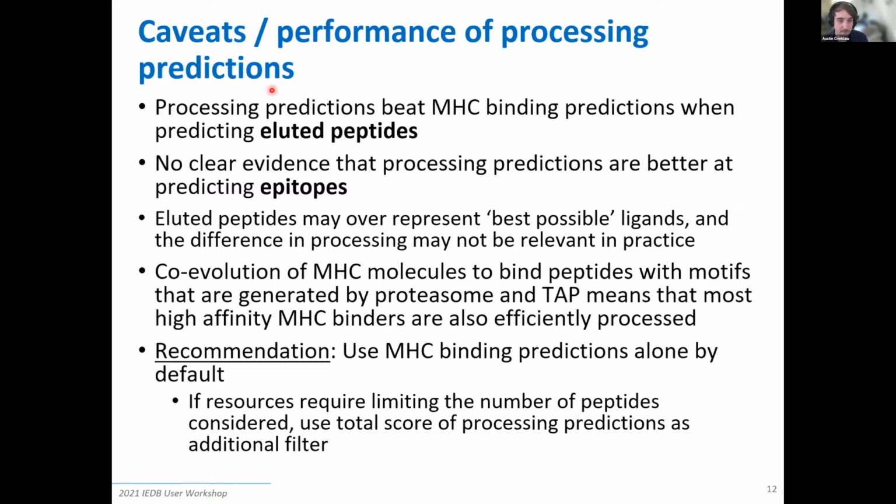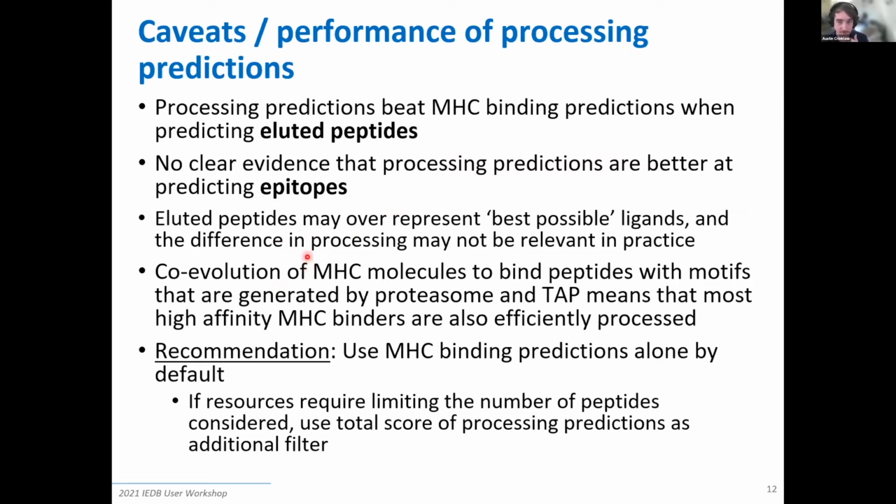So we do need to talk about the caveats of the performance of these predictors. Generally speaking, the processing predictions are going to beat MHC binding predictions, but only when you're talking about eluted peptides. There's no evidence that these tools are better at predicting epitopes.